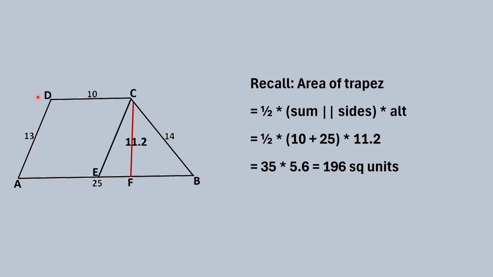So half into the sum of parallel sides, that is top 10, bottom 25, half into 10 plus 25 into altitude 11.2. Now calculate this. You will get half into 11.2 is 5.6 and 10 plus 25 is 35. So we get 196 square units. So the area of the full trapezium is 196 square units.